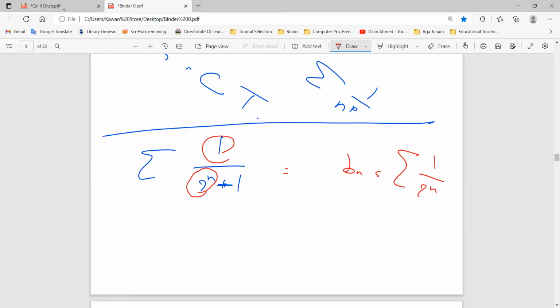We say that 100 times. It's a geometric series, r equal to 1 over 2. Of course, 100% it converges, right? Understood? Good.